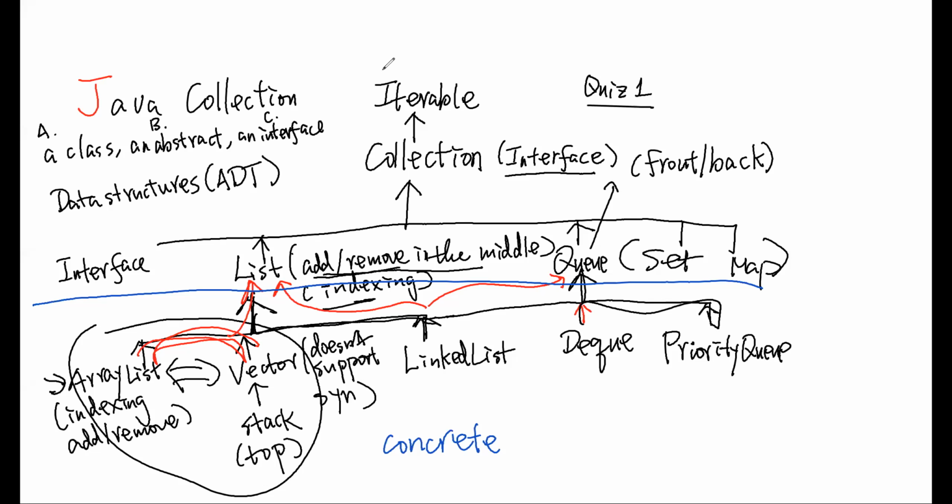From here we see Iterable is at the very top of the collection. If you recall, Iterable has a single method called iterator. Iterator is also an interface. And regarding this Iterable, the purpose is to allow you to traverse, so it provides some way to traverse.